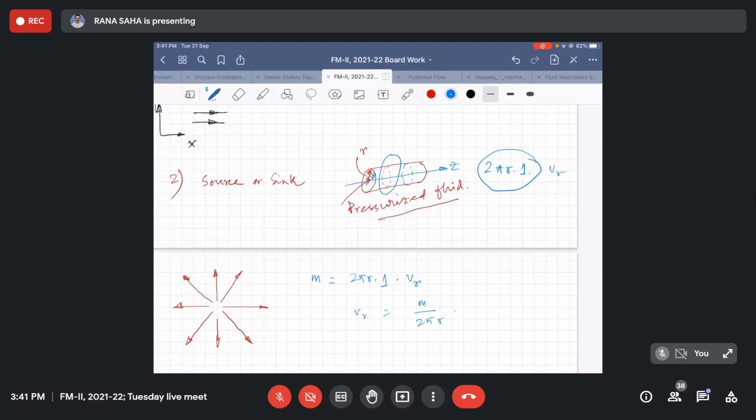Okay, so this is the definition, or the expression of velocity, for a source flow in terms of the source strength M, and we have V theta equals 0.